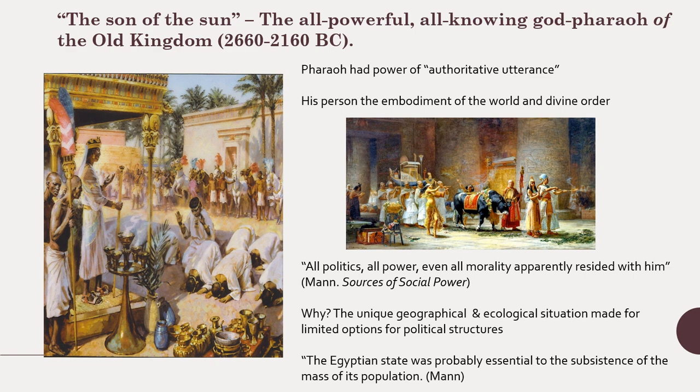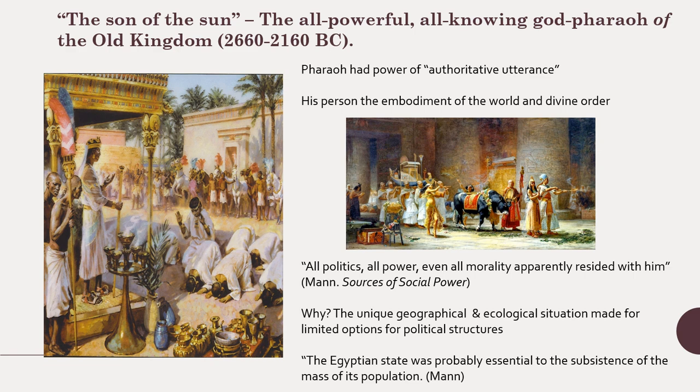The all-powerful, all-knowing god-pharaoh of the Old Kingdom, right? We don't just mean one pharaoh. There were many pharaohs of the Old Kingdom through the first number of dynasties, sometimes referred to as the son of the sun. The Egyptian pharaoh's powerful symbol was the sun. In fact, in numerous ways, we don't need to get into the ways, but the pharaohs were associated with the sun.